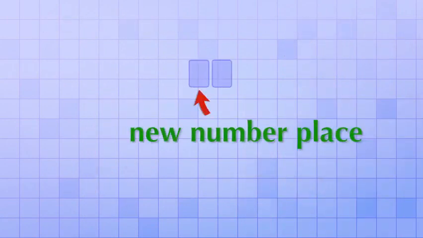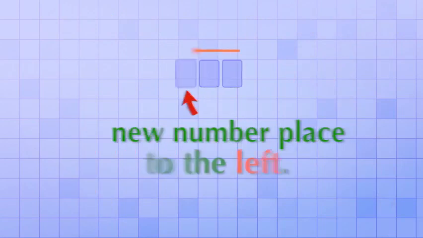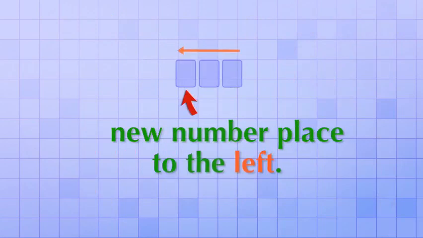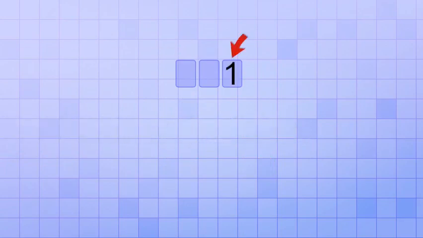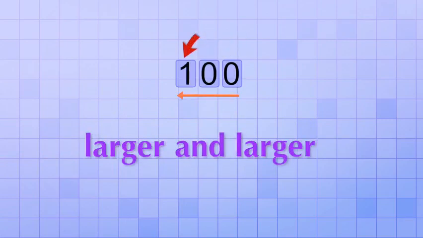And have you noticed that each time we got a new number place to count larger groups, we placed it to the left of the previous number place? That's important because number places are always arranged in the exact same order. Starting with the ones place, as you move to the left, the number places represent larger and larger amounts.